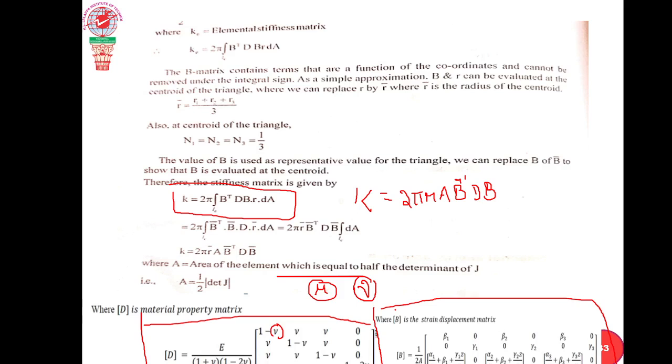Where A is called the area of the element. A is called the area of the triangular element.